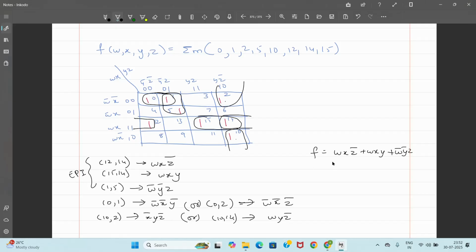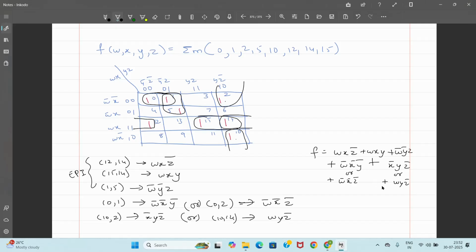Either you can write the answer as w bar x bar y bar, or instead of this term, you can write w bar x bar z bar. Another option is you can write x bar y z bar, or you can write w y z bar. So you have options here in your solution. Either you might write the answer as w bar x bar y bar plus x bar y z bar, or w bar x bar y bar plus w y z bar, or your answer can be w bar x bar z bar plus x bar y z bar, or w bar x bar z bar plus w y z bar. Four combinations are possible, no?